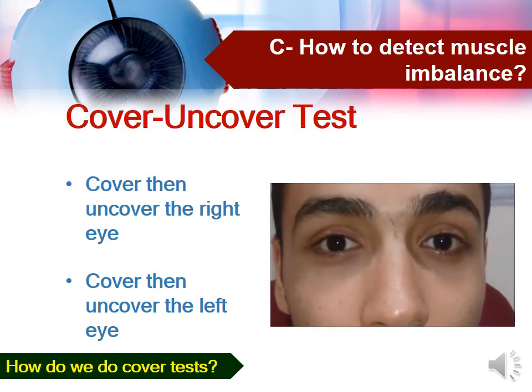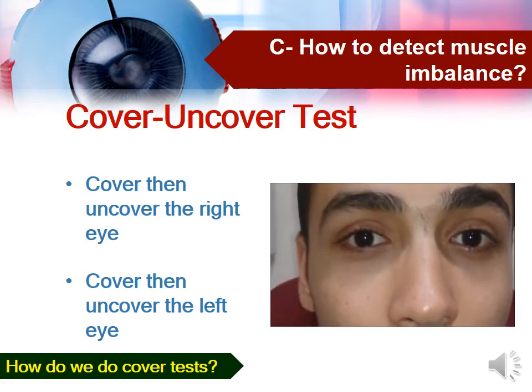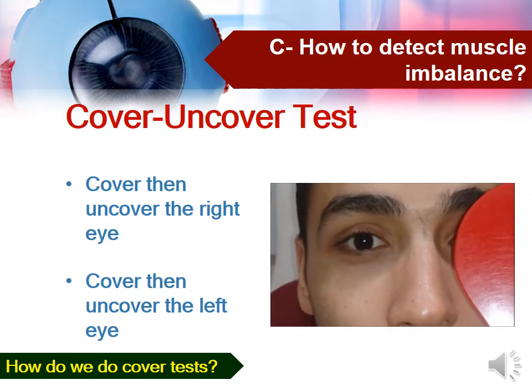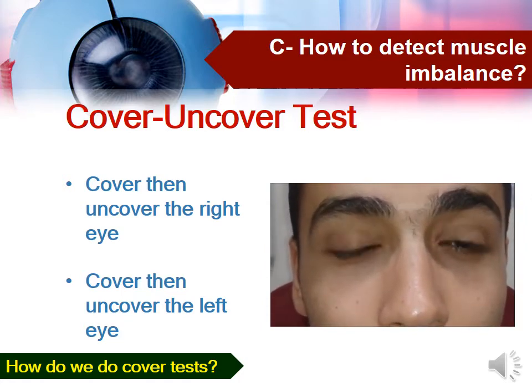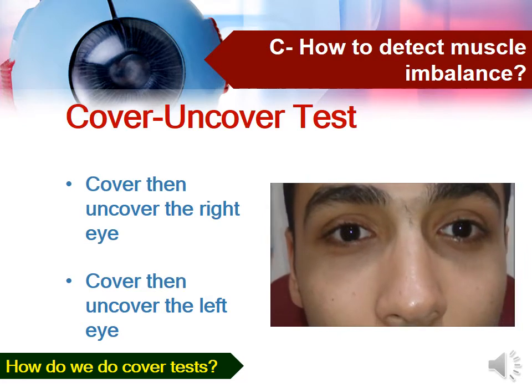In the cover-uncover test, you simply cover the right eye for a few seconds, then uncover it. Then you repeat the same for the left eye. You look for movement of both eyes during the cover and the uncover parts.